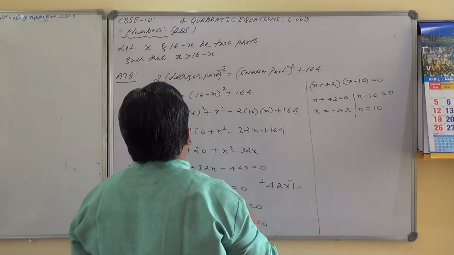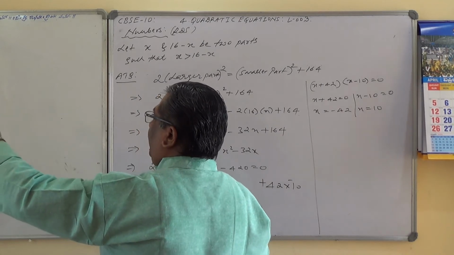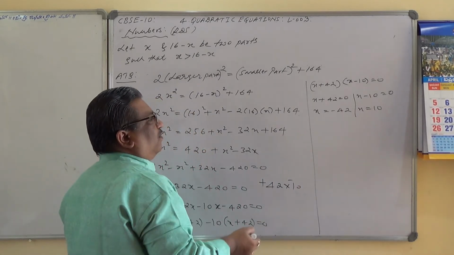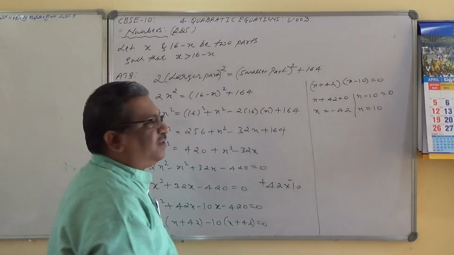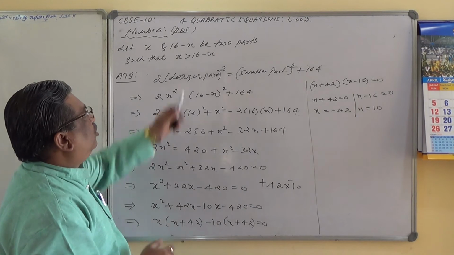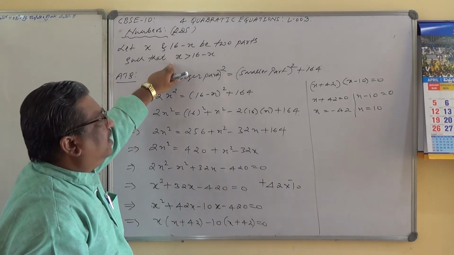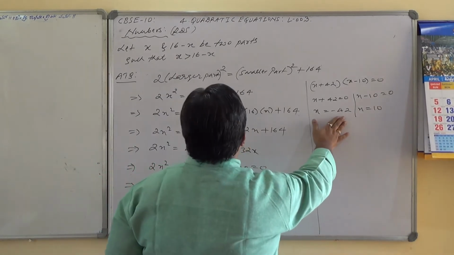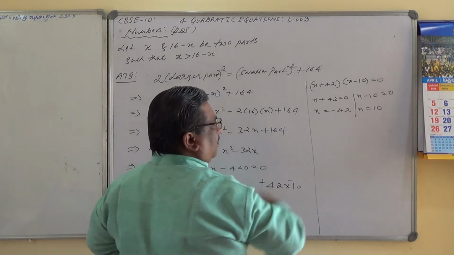Now, what is it that you have to find out? You have to divide the number into two parts basically. Now, is it possible to take minus 42 here? x should be greater than 16 minus x. The sum should be equal to 16 basically. So, if I take minus 42, is it possible? So, I discard minus 42, it is not possible here.